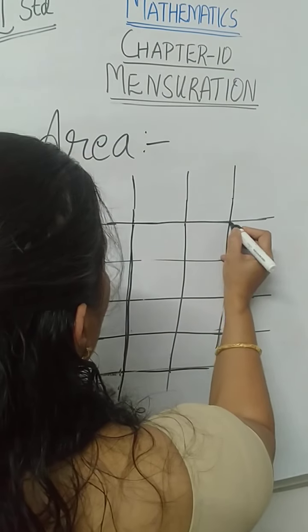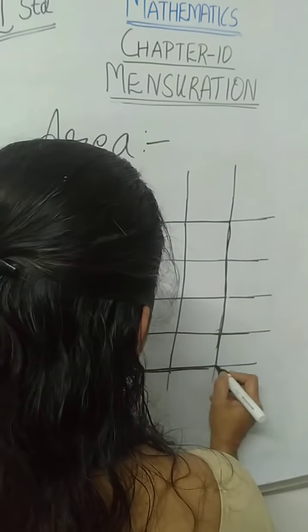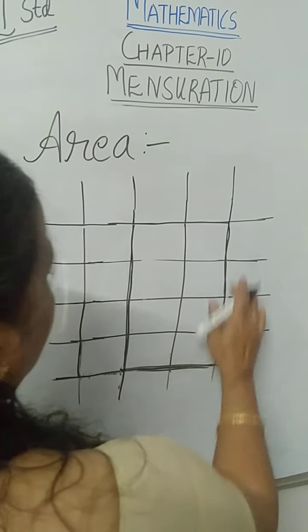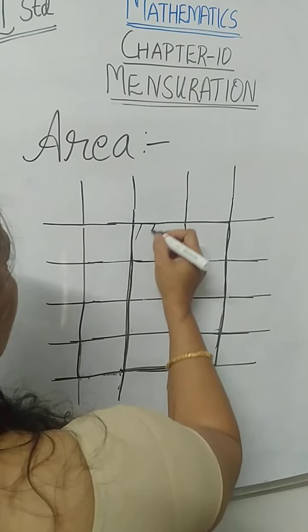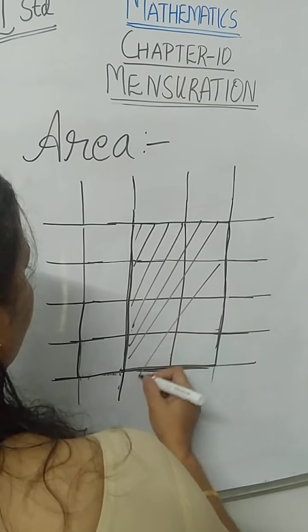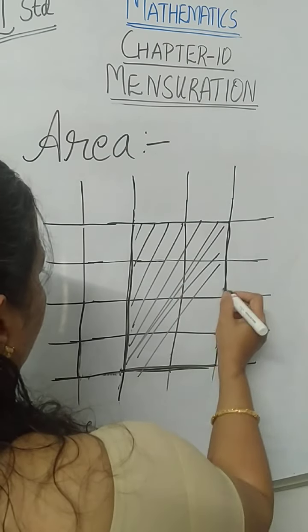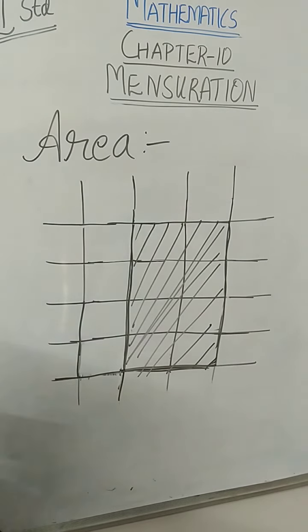Look here. This I am taking here and here. So this is the rectangle which I want the area of. Look here. I will just shade it so that you will understand better. Yes, this is the rectangle. I have drawn it on a graph sheet.